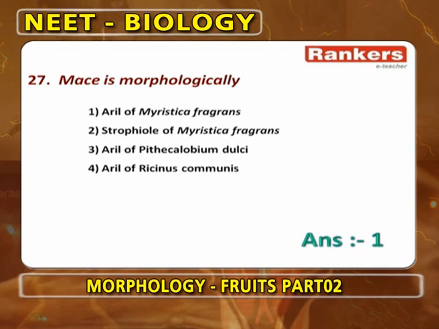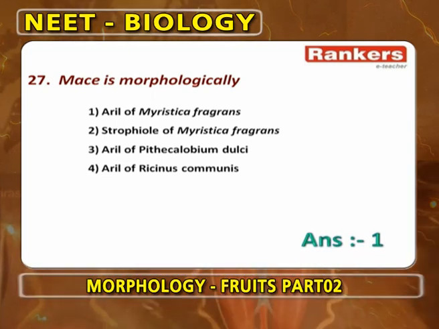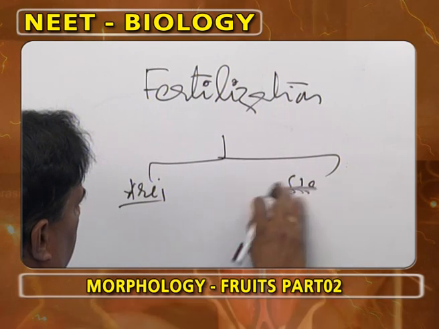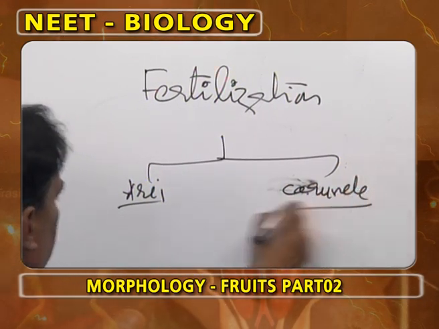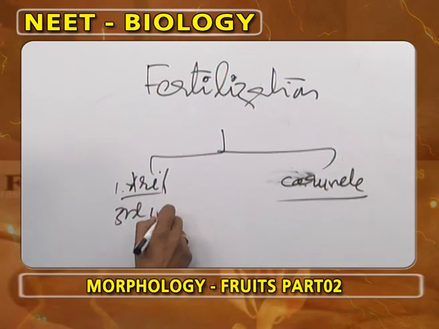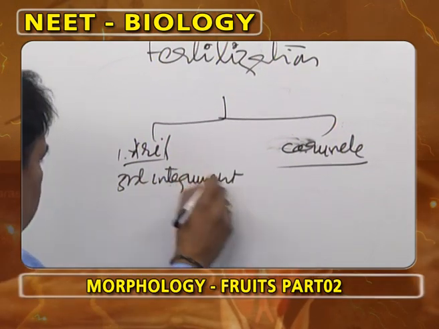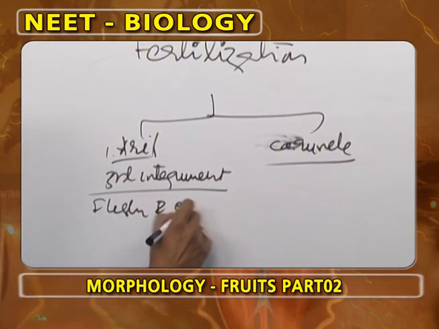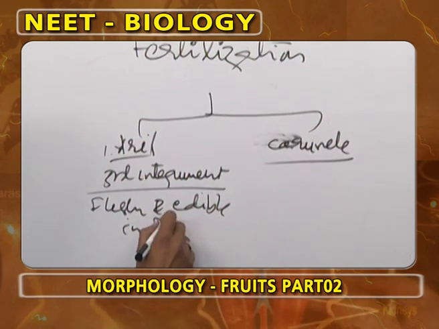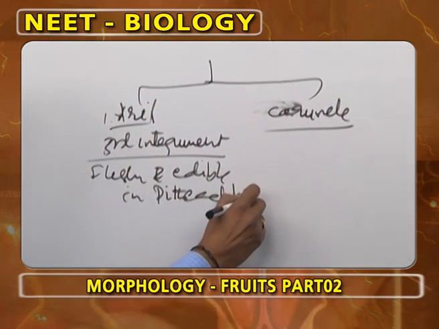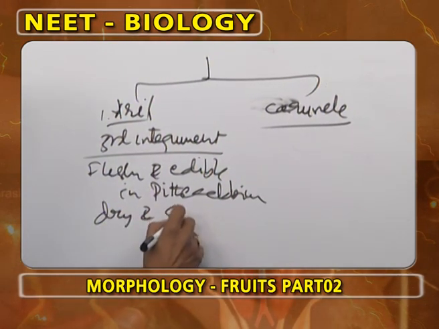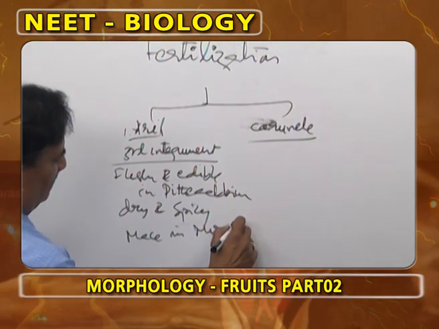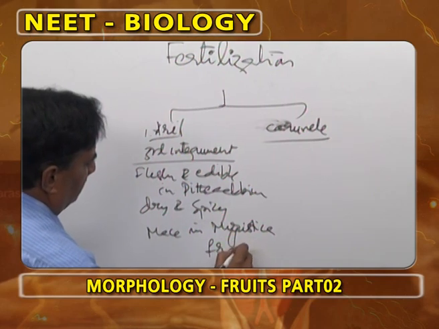Maize is morphologically maize. There are 2 extra outgrowths on the seed. One is aril, the other is caruncle. Aril means third integument of the seed, which comes from the integument or funicle. It is fleshy and edible in Pithecanthropum dulce. It is dry and spicy, popularly called mace, in Myristica fragrans or nutmeg.